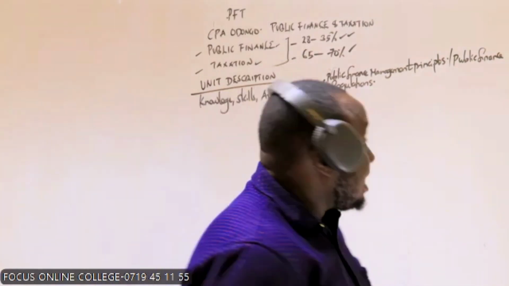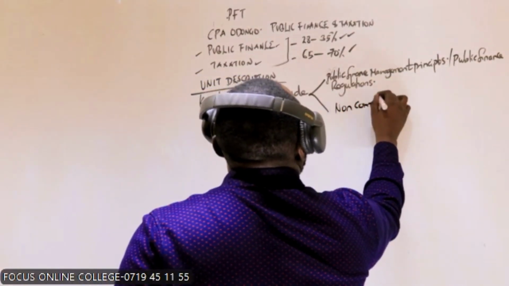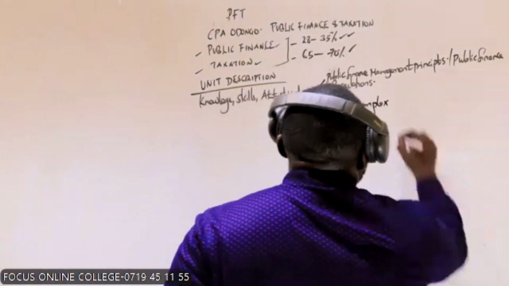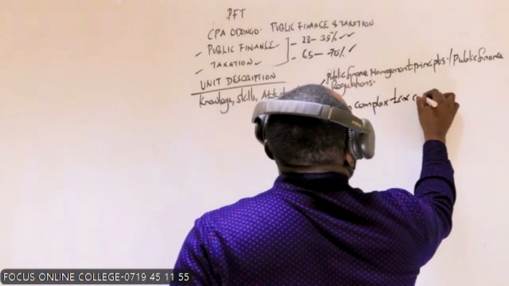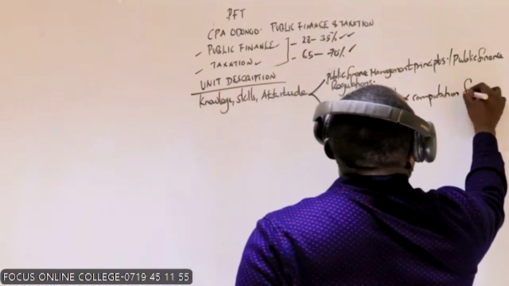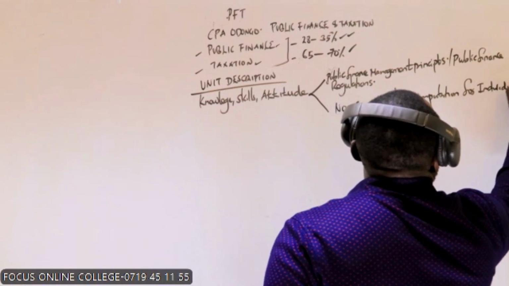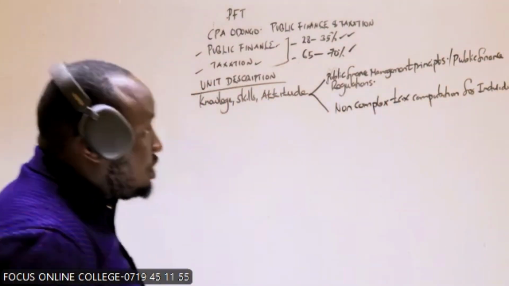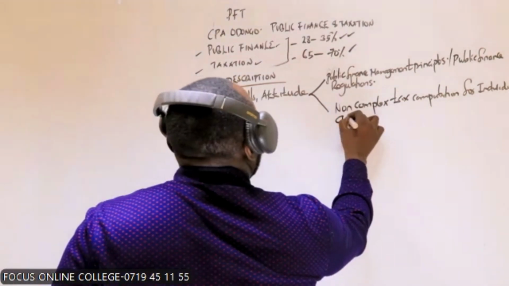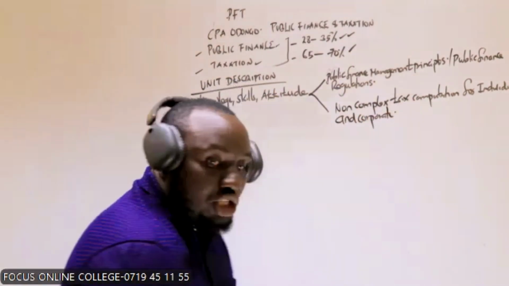Then, on the taxation part, we call it non-complex. You'll be basically adding what's called non-complex tax computation, and you're doing it for individuals, non-complex tax computation, that is basically for individuals, and what they call the corporates. Corporates are company. And I want to synthesize this.